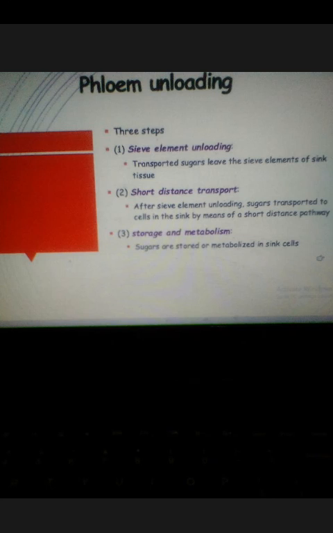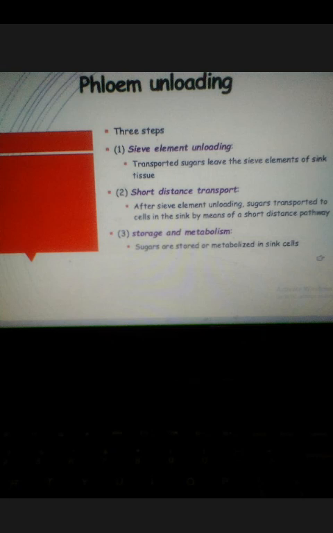Okay, then last step is phloem unloading. After movement from stem, now at the target, this photosynthetic product had to be delivered for that purpose. This is the phloem unloading. What happened? There are three different steps of phloem unloading: sieve element unloading, short distance transport, and last is storage and metabolism of photosynthetic products.